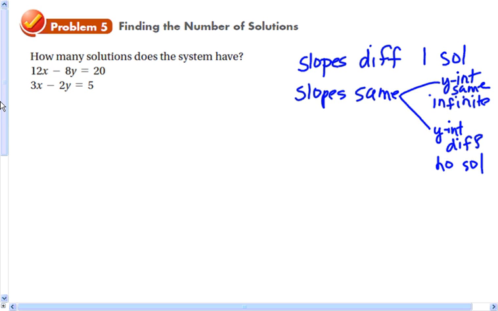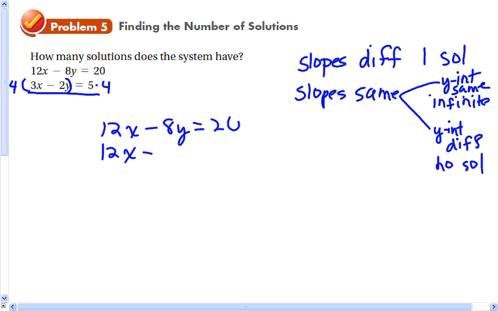So let's just see what happens here. Let's take the bottom equation and multiply by 4. That'll give us the same coefficient for the first term. We'll have 12x on both of them. When we do that, here's my first equation again. My second equation, I get 12x minus 8y equals 20. So we have the exact same equation. Now if you subtract them or add them or whatever you do, you end up with an identity. So there's an infinite number of solutions.